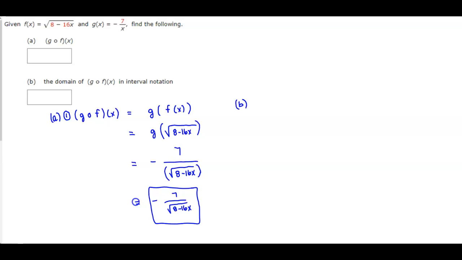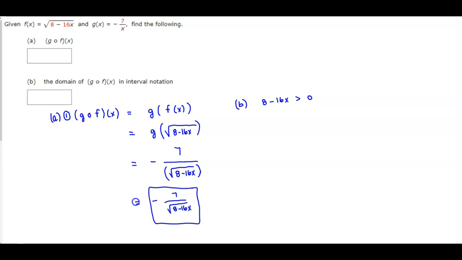Okay, now we need to find the domain of that function. For the domain, we need to look at the square root in a denominator. So what's underneath the radical sign? Well, we have 8 minus 16x. Now, we know that it cannot equal 0 because we can't have a denominator of 0. So this has to be greater than 0, and not greater than or equal to, because if it was equal to, then it would make our denominator undefined.